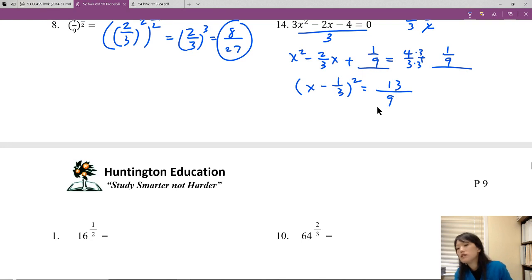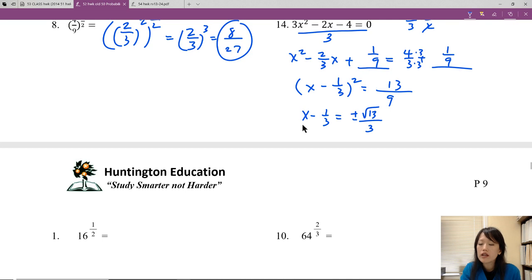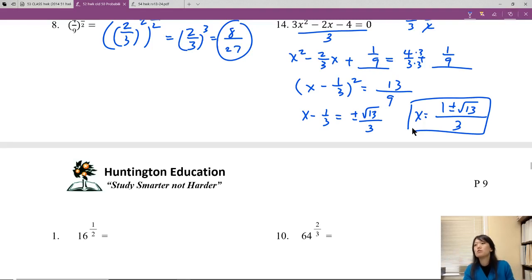x minus 1/3 equals plus or minus the square root of 13 over the square root of 9, which is 3. And then you need to write everything with denominator 3. So x equals... it happens to have denominator 3 there, so you're in luck. Combine that. So 1 plus or minus root 13, over 3. Yes, quadratic formula is fine, except if your teacher says show work with completing the square. So we should practice completing the square also.